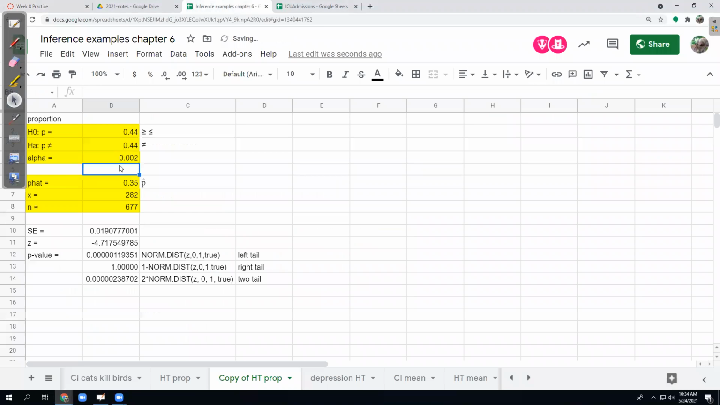And on this spreadsheet, I actually don't use alpha. I just have to look to see if my p-value is going to be different. For p hat here, I'm just going to go equals the x value I just typed in divided by n to get that proportion as a decimal. And here I have the p hat symbol instead of writing the word p hat, if you like. I'm going to do that, make it prettier. Okay. So we've got about 42% versus 44%.